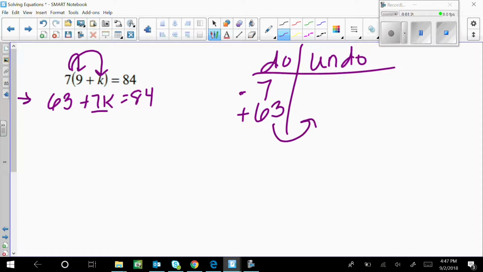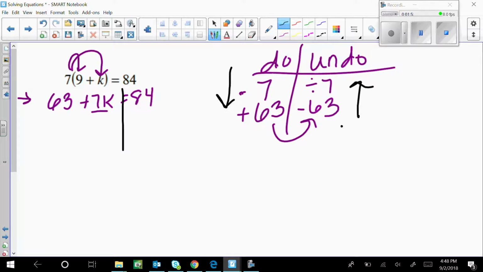And now I have to undo. The inverse operation of plus 63 is minus 63. The inverse operation of times 7 is divided by 7. So now I can solve my problem. Remember, the do is going down, and then to undo, I go back up. So I draw my wall because it's important. You always have to draw your wall. That reminds you that what you do on one side, you must do on the other.